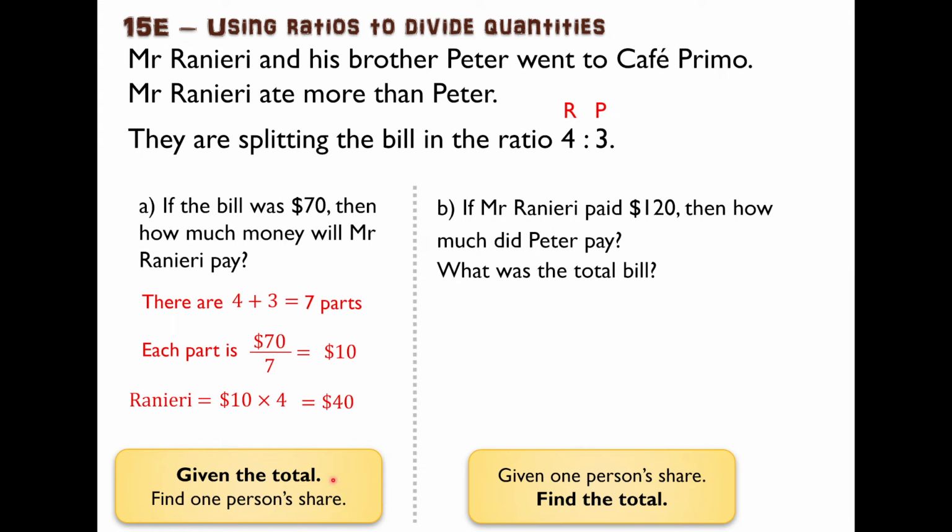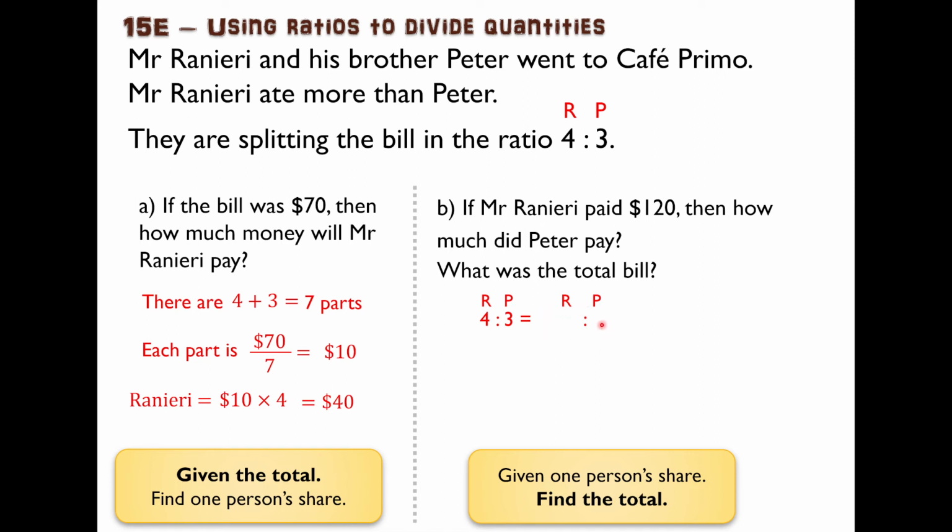This type of question here is if you're given the total and you want to find out one person's share. This kind of question is different. If Mr. Aneri paid $120, then how much did Peter pay and what was the total bill? Here, we're told not the total, but how much Mr. Aneri paid. So to do this, we can solve it as a proportion. The ratio is 4:3, with the 4 being Aneri and the 3 being Peter. I can label this ratio as well. So this ratio 4:3 is equal to this ratio.